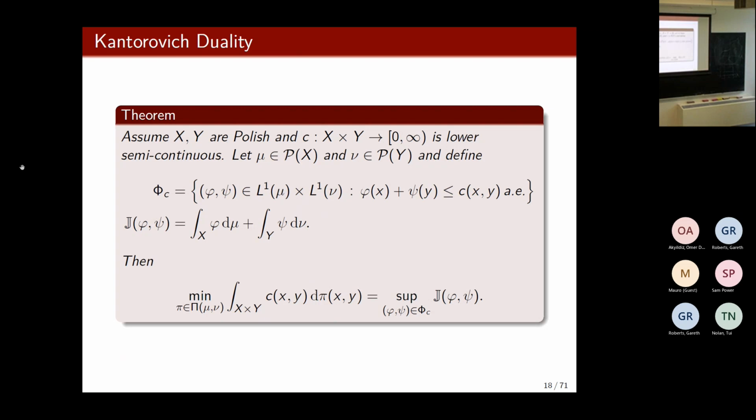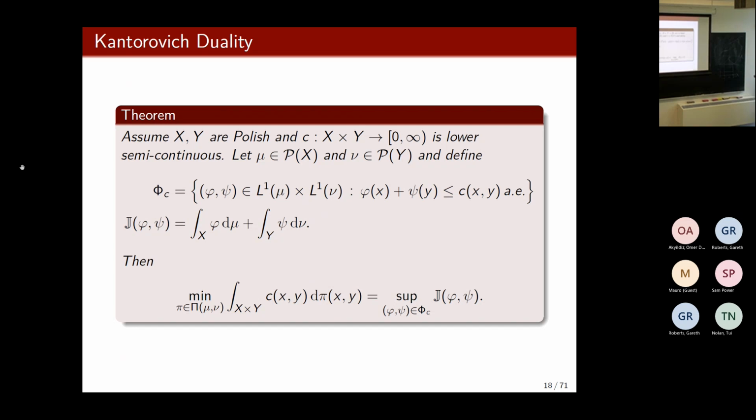Good question. There are ways. The way Villani describes this is in terms of the shipping problem. He would imagine this.